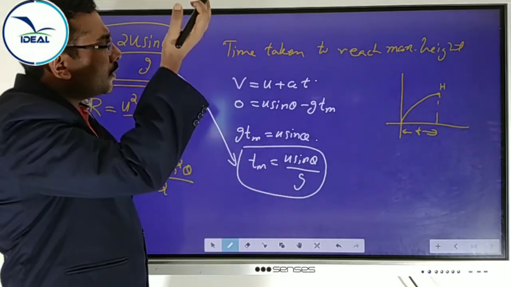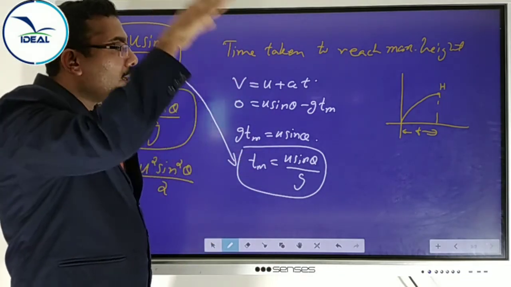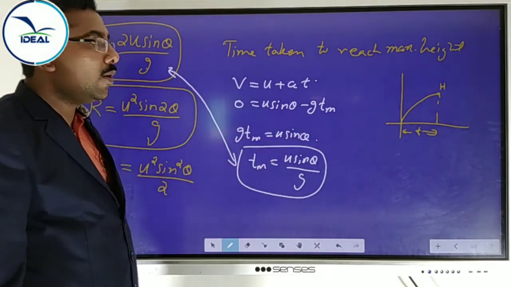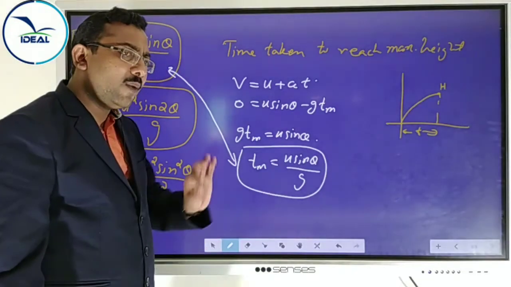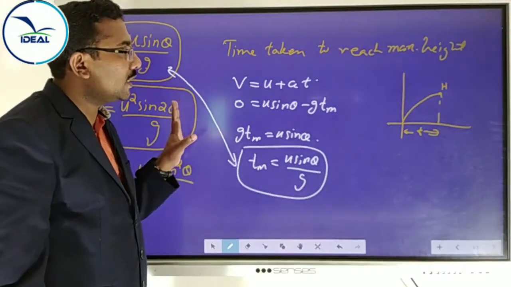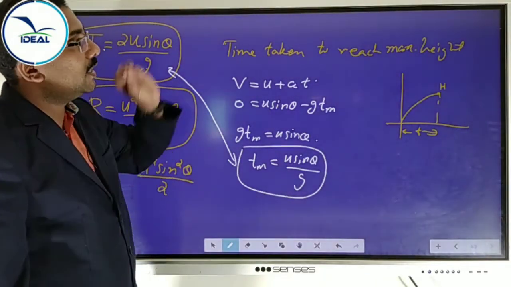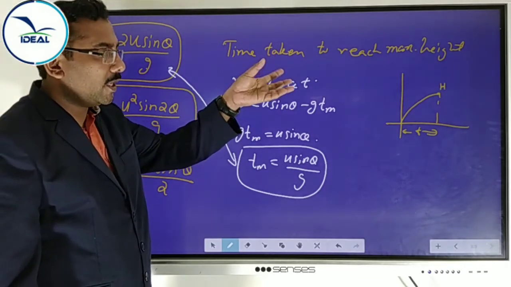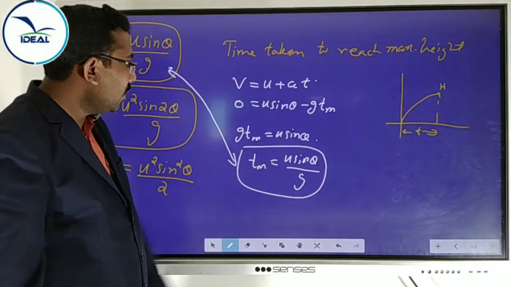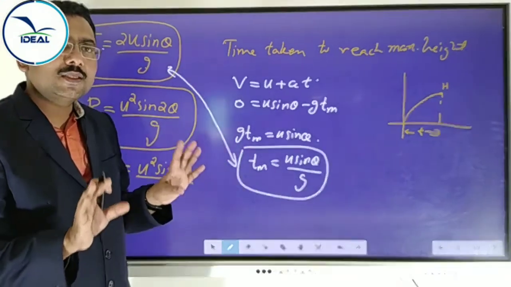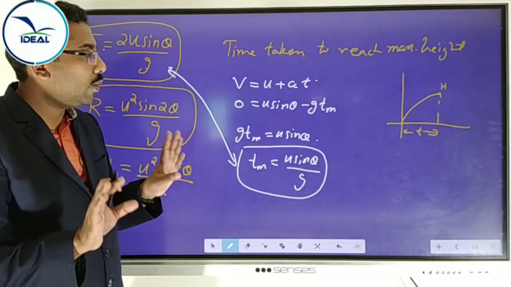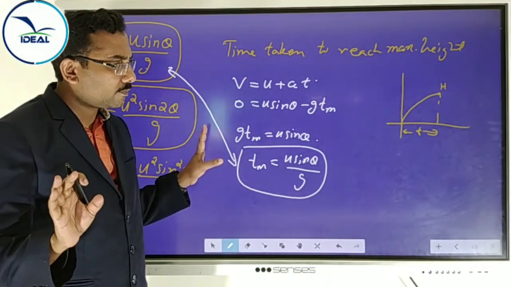Upward is called ascending, downward is called descending. Time of ascending means time of rise. Time of descending means time of fall. If we neglect the air resistance, then they are equal. Time of ascent is equal to time of descent. Okay.